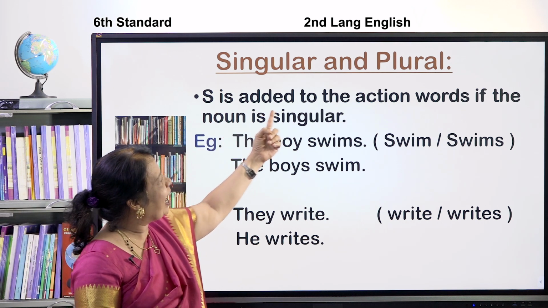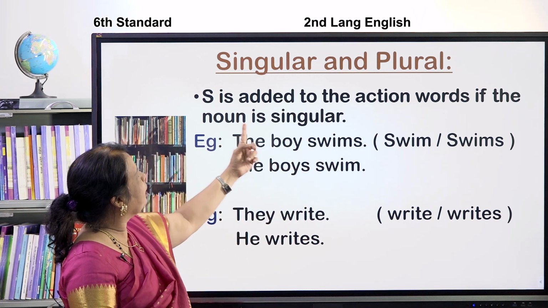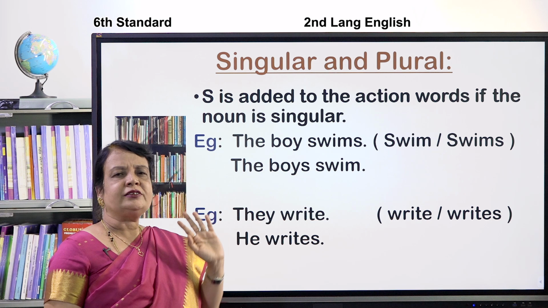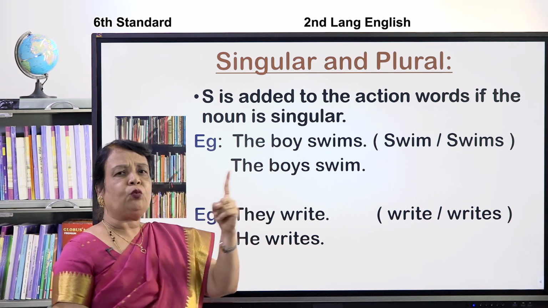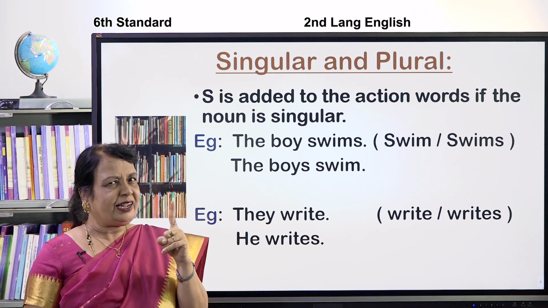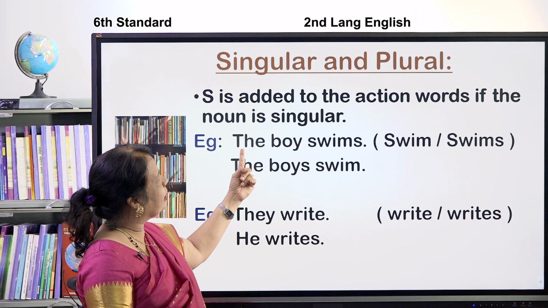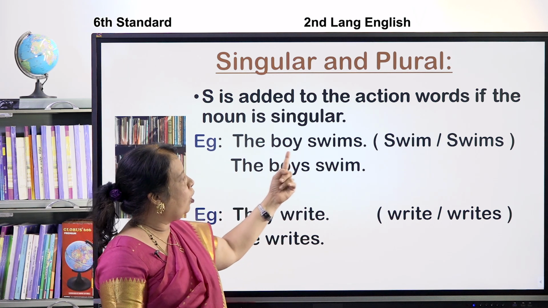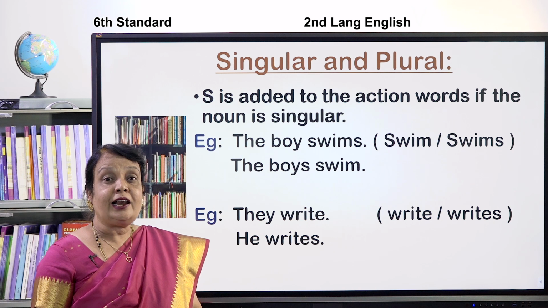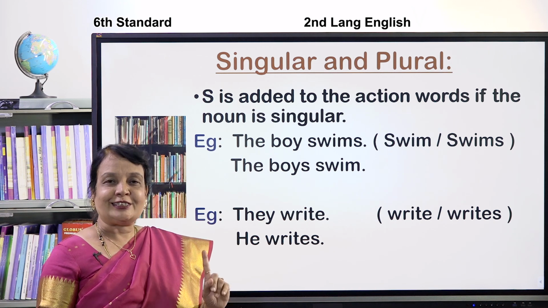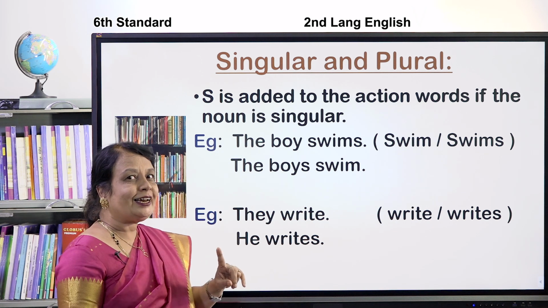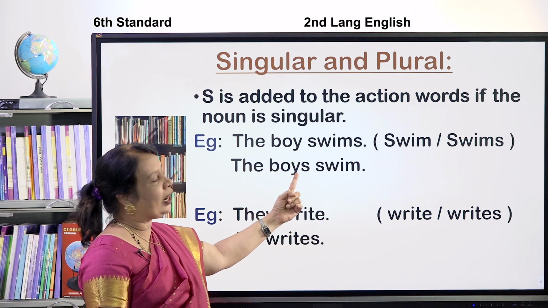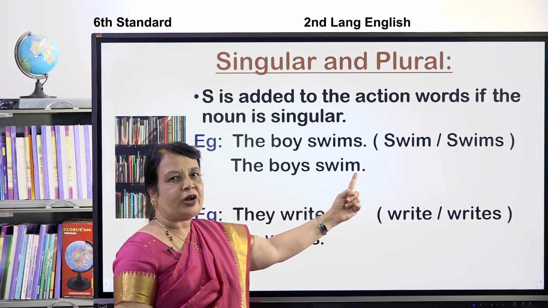See here, children. S is added to the action words if the noun is singular. Here, the noun is the boy. The boy means only one boy. How many boys? Only one boy. So when it is singular, you are supposed to add s and write the verb. The boy swims. The girl swims. The children swim. Here, children means more than one. The boys swim. When it is plural, more than one, it is swim. You are not supposed to add s to it.